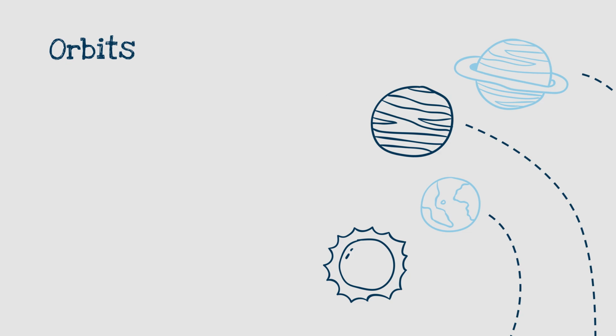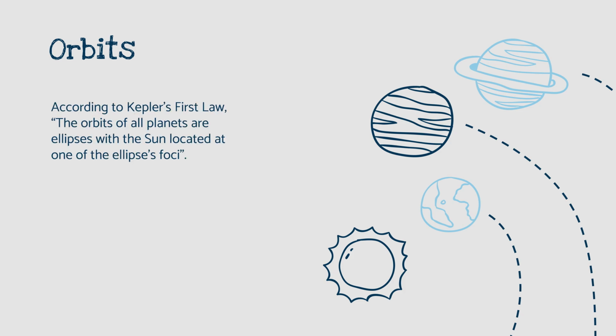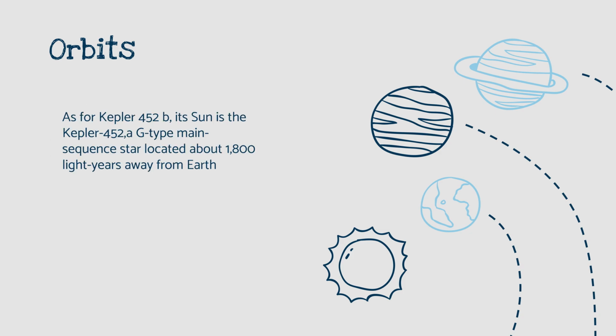For this slide, I'm going to cover something about orbiting. So according to Kepler's first law, the orbits of all planets are ellipses with the Sun located at one of the ellipse's foci. As for Kepler 452b, its Sun is Kepler 452, a G-type main sequence star located about 1,800 light years away from Earth. That is a lot of distance away. What that implies is that we cannot see it using our eyes or by telescope.